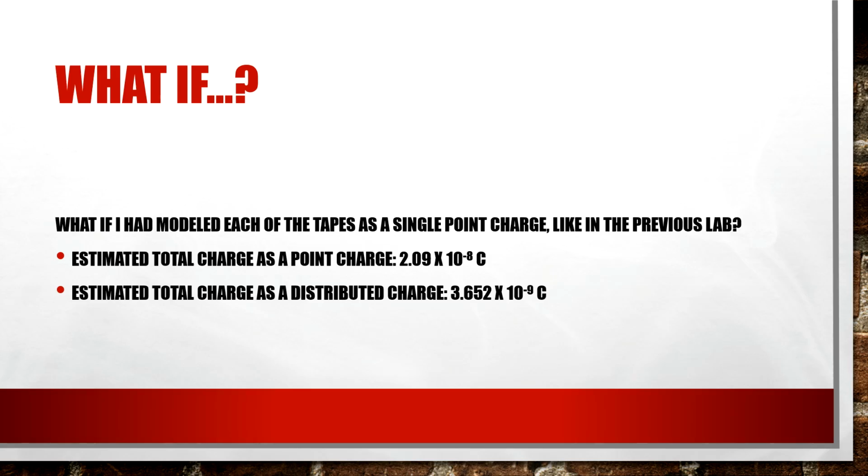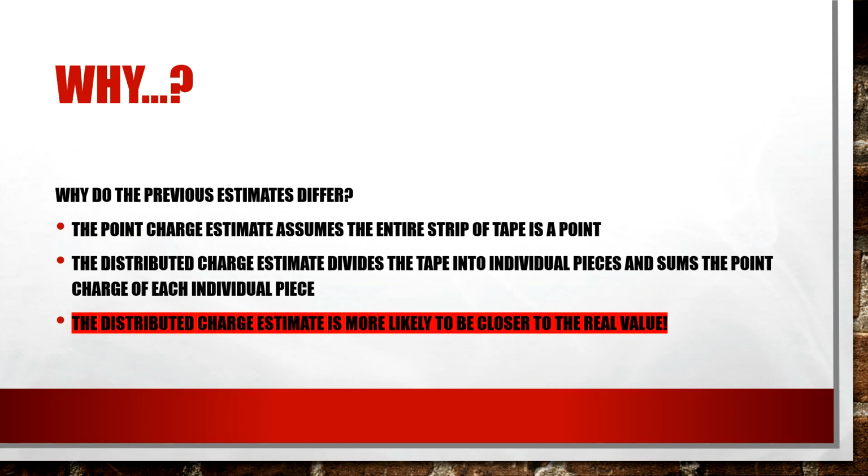So what if I had modeled each of the tapes as a single point charge, like in the previous lab? In the last lab, the estimated total charge of the tape turned out to be about 2.09 times 10 to the minus 8 coulombs. This was found by treating the entire tape as a point charge. This week, however, the estimated total charge was 3.652 times 10 to the minus 9 coulombs, and this was calculated by distributing the charge of tape into pieces. So why do these estimates differ? They differ for a variety of reasons.